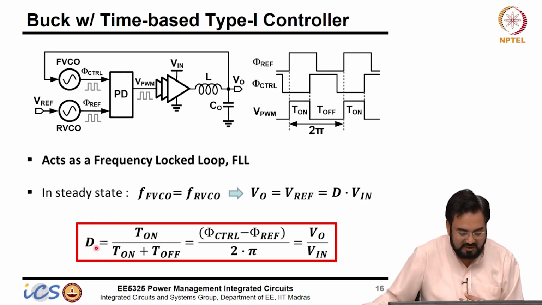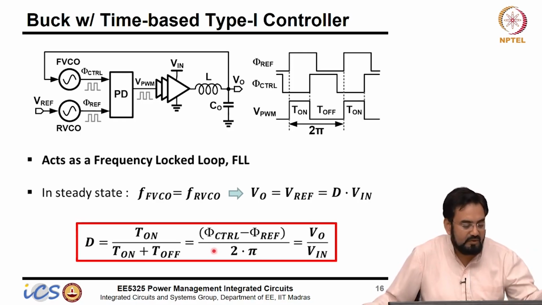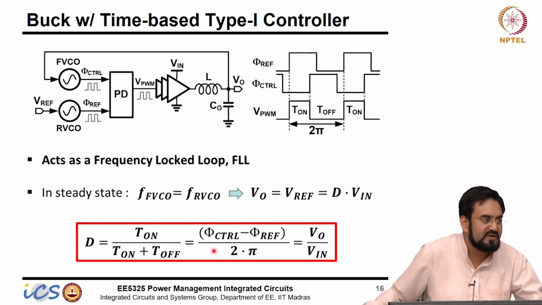So, this will be your D. Now, D you can relate with the phase difference. So, the phase difference divided by 2 pi will give you the duty cycle, just like we do Ton over Ton plus Toff. And in the voltage domain, your duty cycle is nothing but Vout by Vin. And if you have a voltage controller or analog controller, your duty cycle is Vcontrol over Vm, correct.